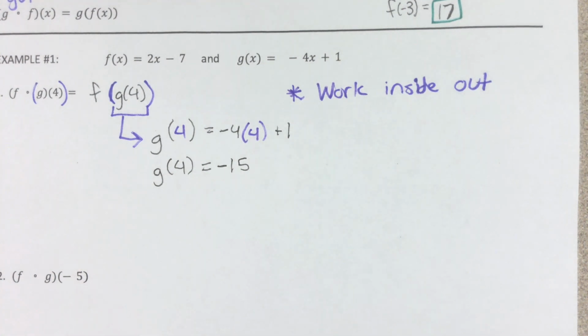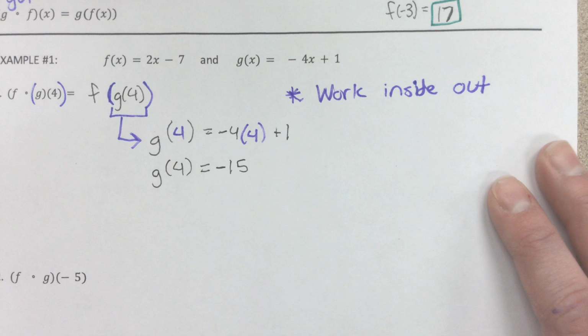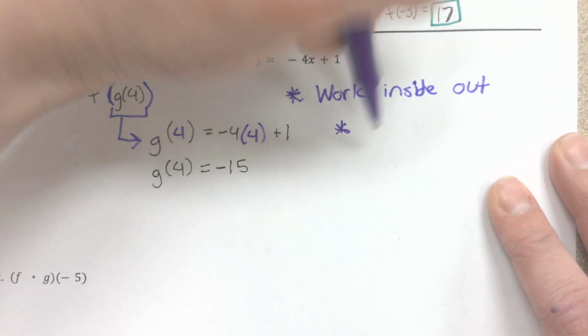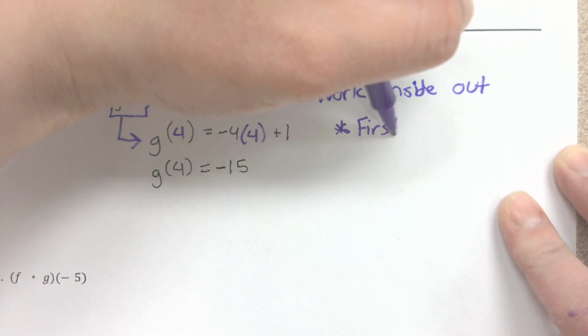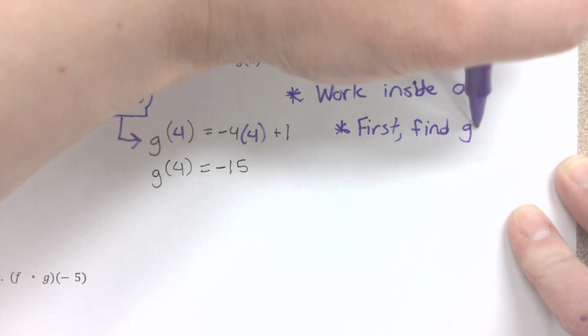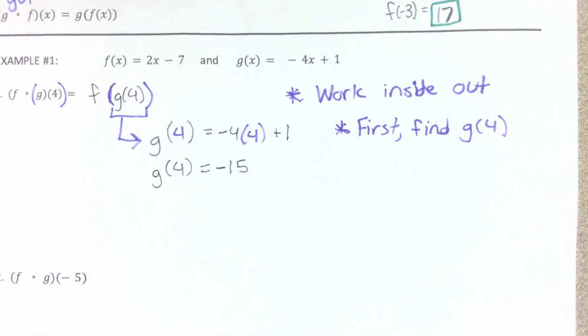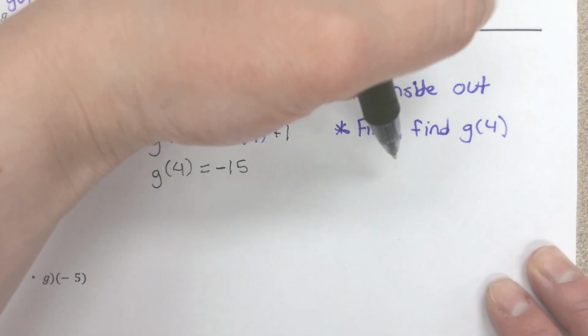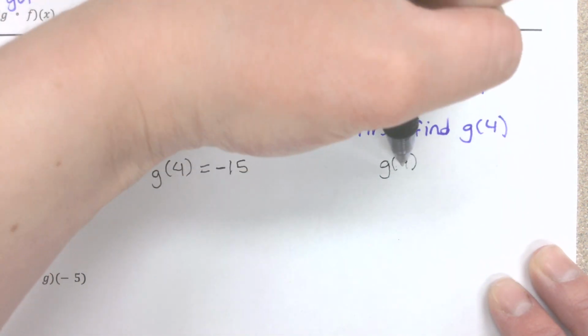Now we're not done, because we still have to deal with f. I'm going to come over here and update my list real quick before I continue. First, find g of 4. And we just figured out that g of 4 is negative 15.